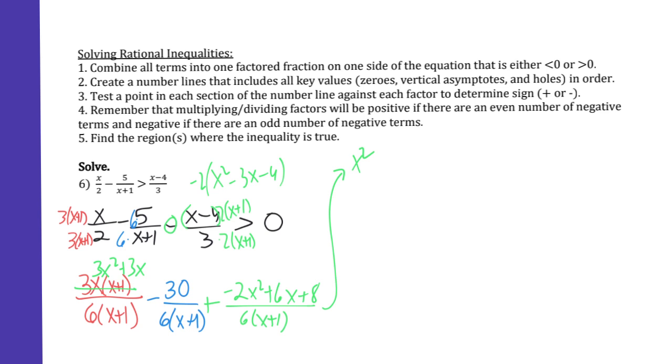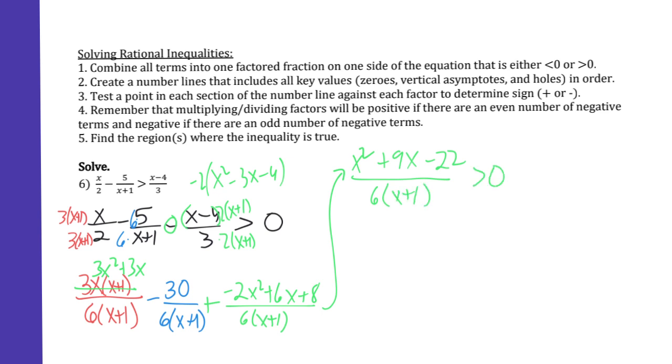Actually, I lied. Let's see what's going on here. Okay, we've got it. So you've got x squared, and then you have plus 9x, and then you combine the constants together. Negative 30 plus 8 is going to be negative 22. And then over 6 and x plus 1. Now we want that to be greater than 0.